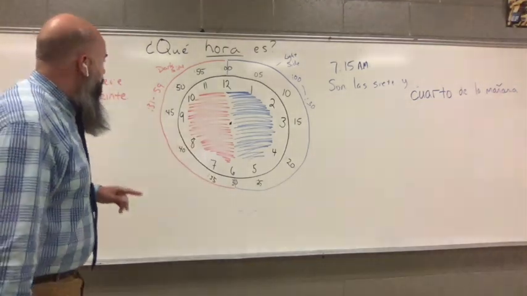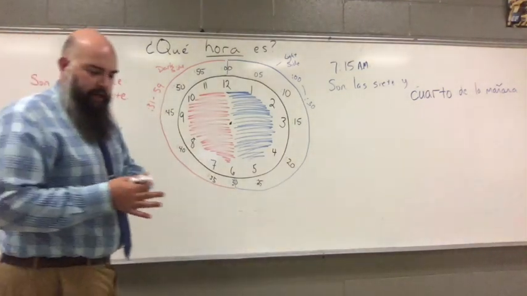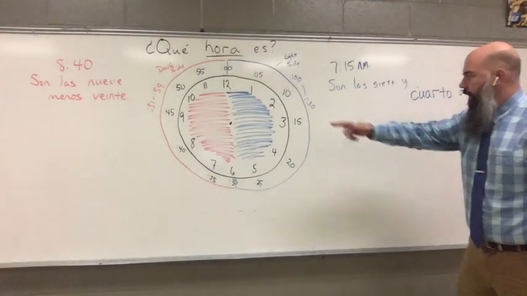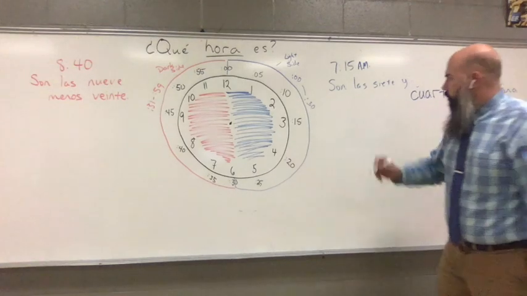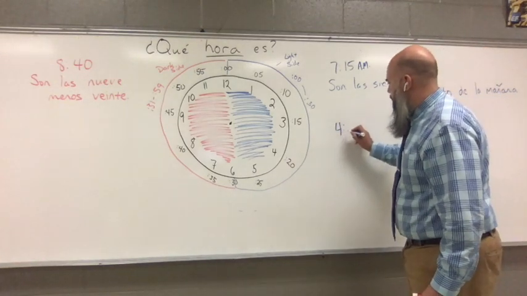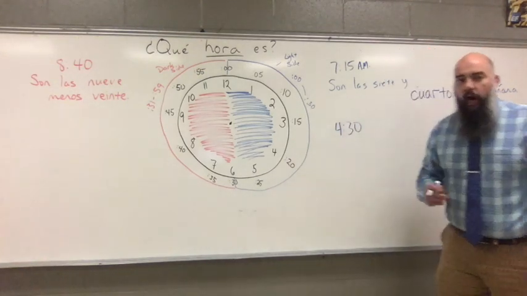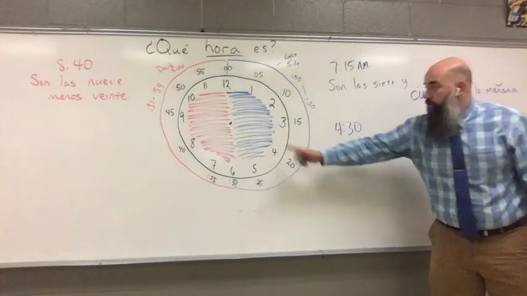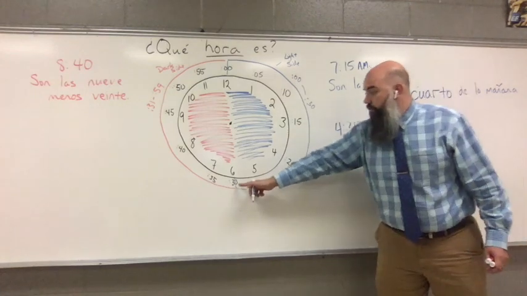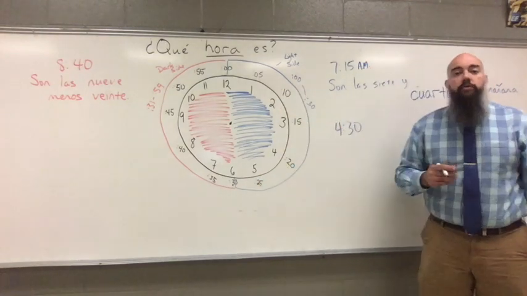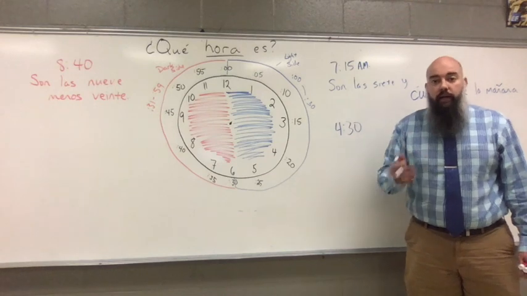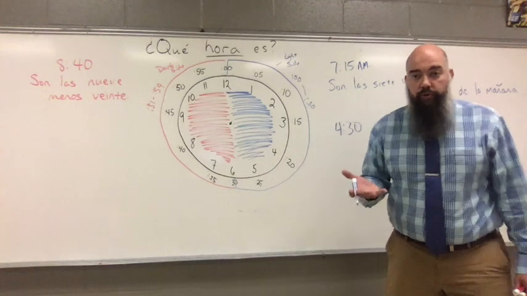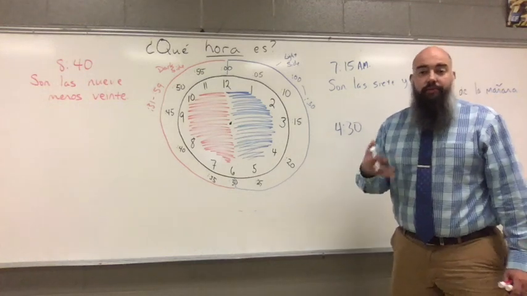Now let's stay on the blue side, because we can talk about, let's say, 4:30. Now we learned that could be son las cuatro y 30, because it's still in the light side, all the way to 30. So son las 4:30. But just like we have the word half past, they have a word too. Now it's not half past, it's just the word half.